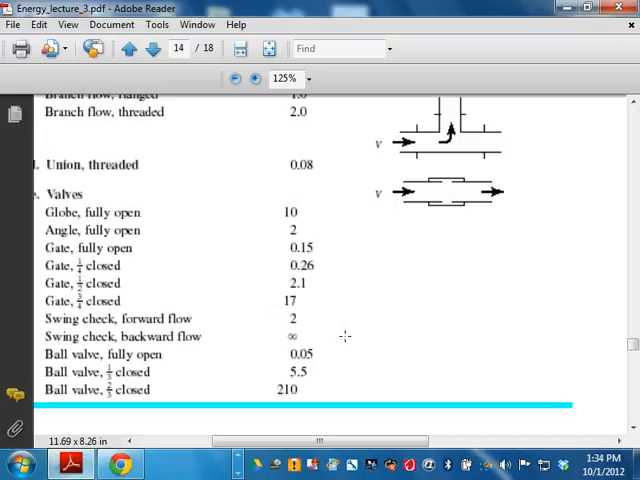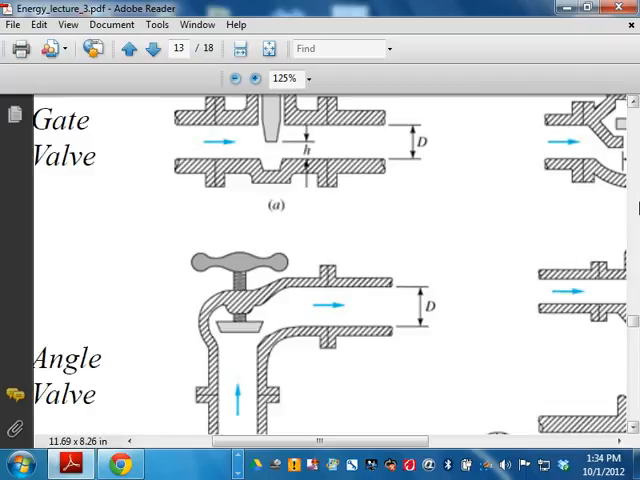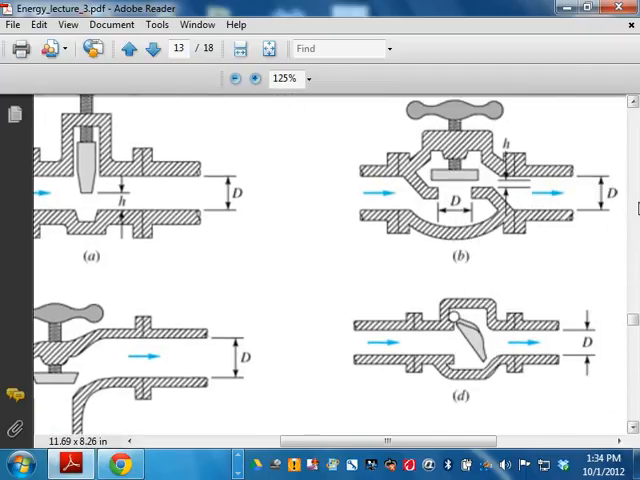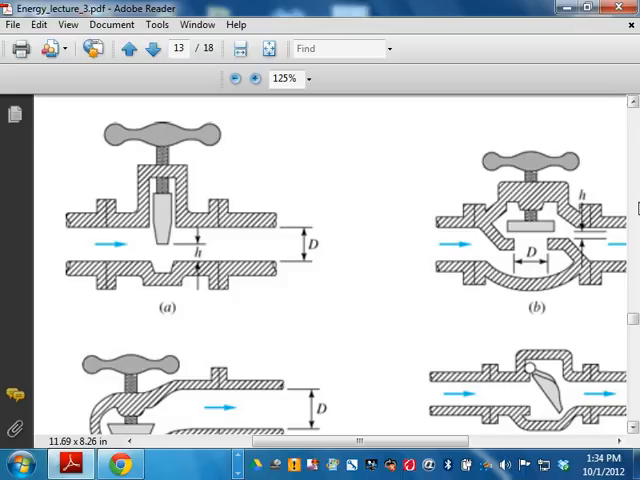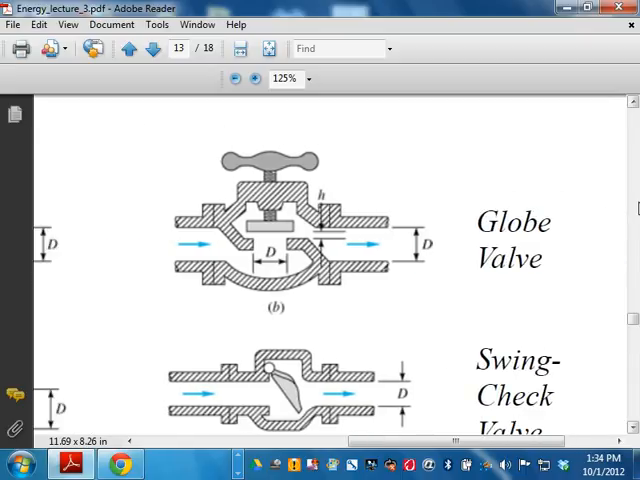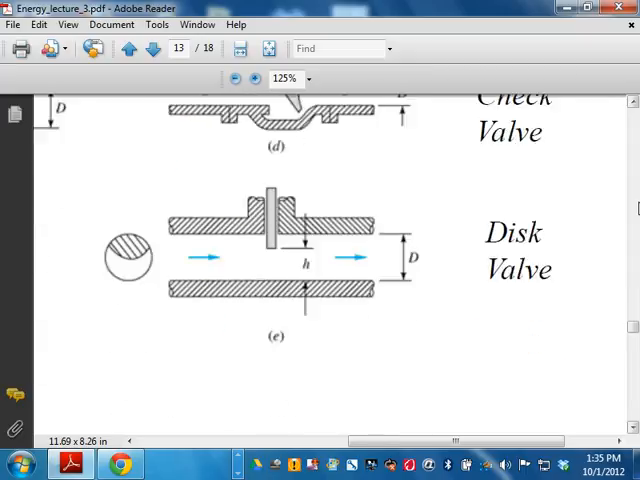So the ball valve is good because the minor losses are minimal. That's the valve of choice. Globe valve, which one is it? It's the worst. This one up here, they call it globe valve. The globe valve is the worst because even when it's fully open, the flow has to go around that funny path.